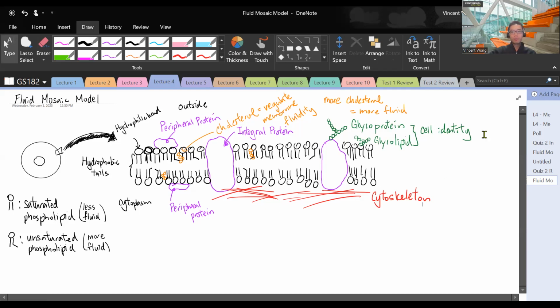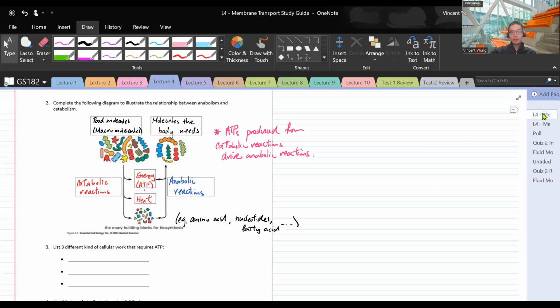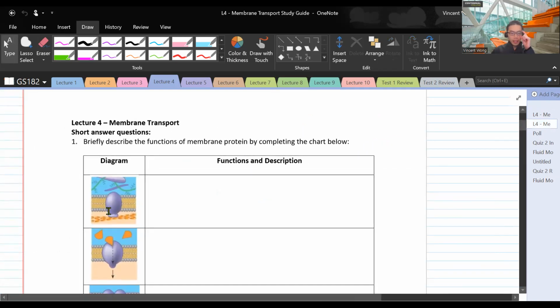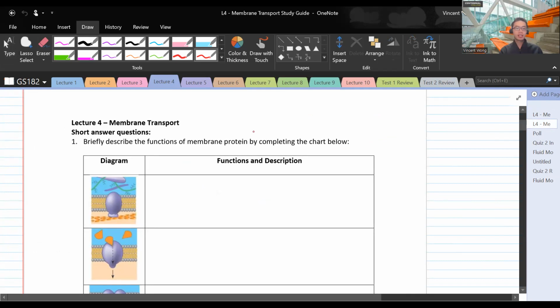No? All right. So let's go back to our study guide right here. And we're gonna look at the functions of the membrane protein. So there are a total of 6 functions associated with these membrane proteins. And some of these proteins are integral proteins. It goes all the way through. Some of them are just peripheral proteins, but the functions are similar.